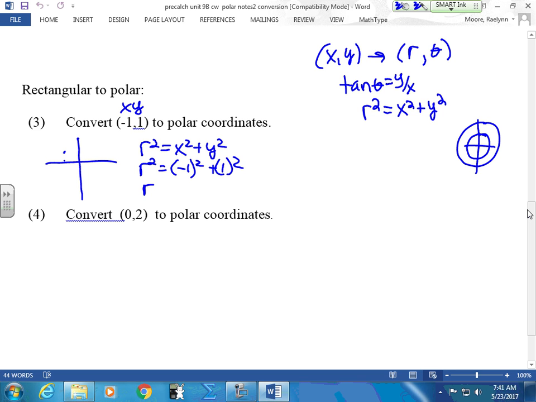So this gives me what? This gives me 1 plus 1, 2. So my radius is radical 2. Agree? Okay. So it can be a radical. It doesn't have to be exactly on the radius. And then we have to find your angle. So to find your angle, we say tangent of an angle, y over x. We take your y over your x.